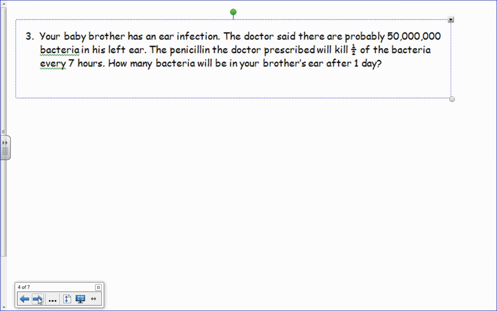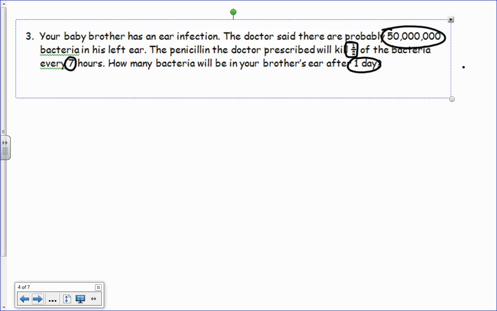All right, let's go to the next example. Example 3. Your baby brother has an ear infection. The doctor said there are probably 50 million bacteria in his left ear. The penicillin the doctor prescribed will kill half of the bacteria every 7 hours. How many bacteria will be in your brother's ear after 1 day? A lot of numbers here.